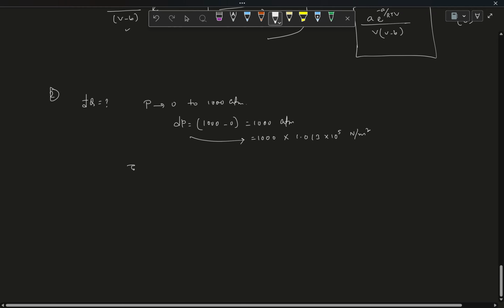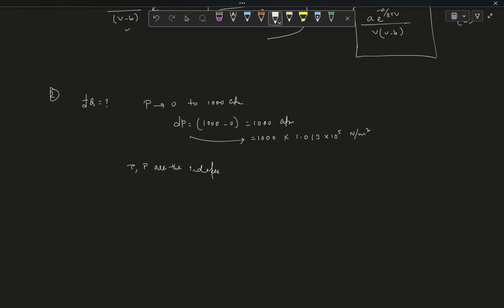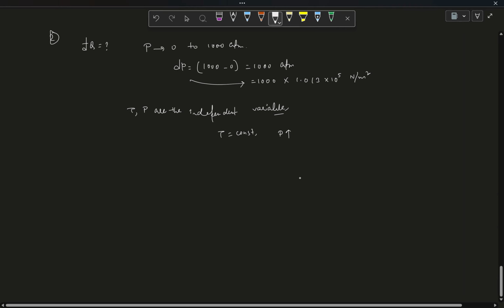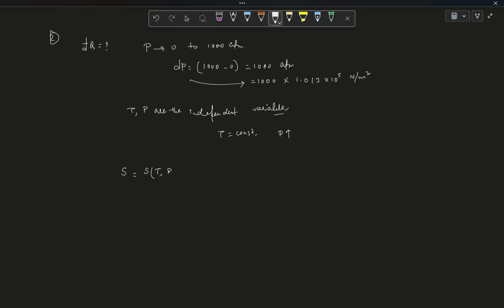Now you can consider here that your temperature and pressure are the independent variables, because it is mentioned in the question that temperature is remaining constant throughout the process. Okay, because it is an isothermal process as per the question, and the pressure is increasing from 0 to 1000, but they are independent variables and you have those terms as known terms. So you can consider your entropy to be a function of T and P both, right? So you can say that dS equals del S del T at P constant dT plus del S del P at T constant dP.